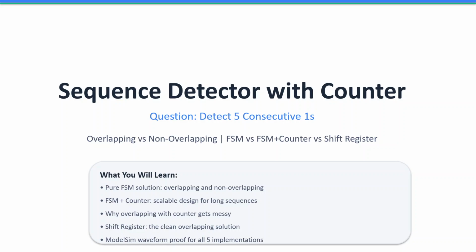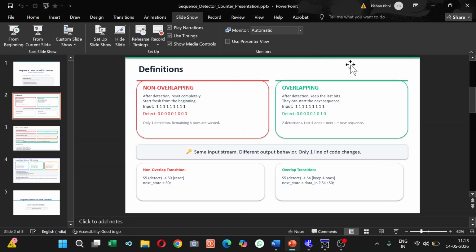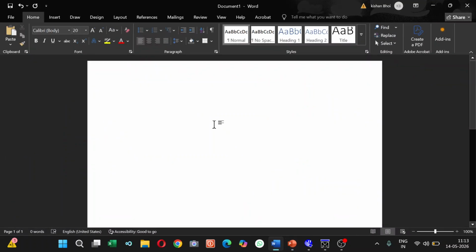First of all, what is overlapping and what is non-overlapping? In the non-overlapping case, in this example we take a 5 consecutive ones sequence detector. After detection, it resets completely, and for the next sequence it starts fresh from the beginning. In the overlapping scenario, after detection it keeps the last bits. It stores the last bits in memory. I will show you exactly what happens.